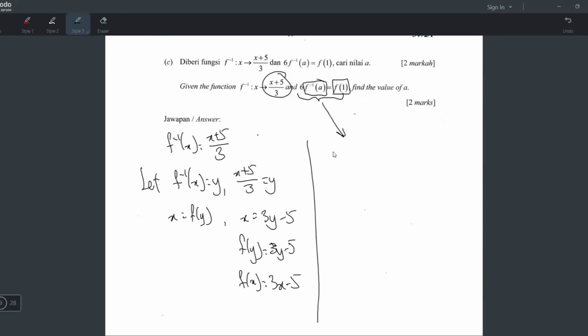Alright, so this one I will continue here. 6 times f inverse A. So for this, I will open a big bracket. The f inverse A, I will just put A into the x of f inverse x. So f inverse x is x plus 5 over 3.